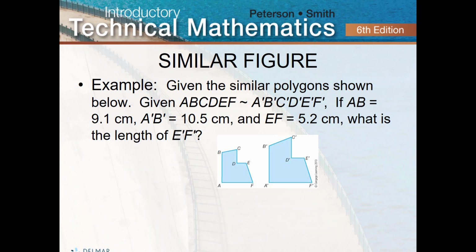All right, so we're given information. It says AB right here is 9.1 centimeters, and big AB is 10.5. EF over here is 5.2. It wants to know what big EF is. So we set up a proportion. It's straightforward, pretty simple.